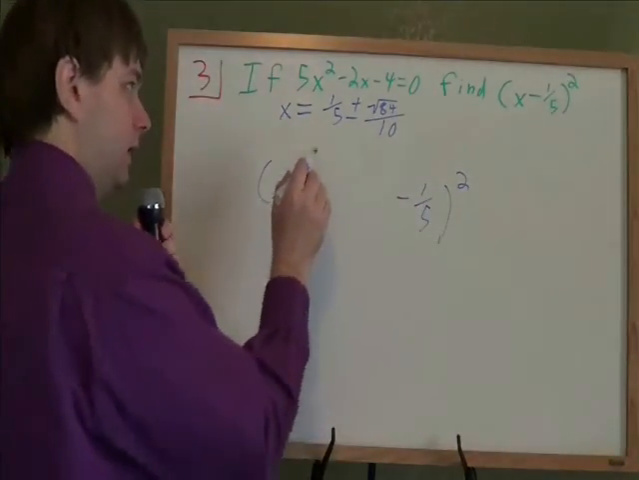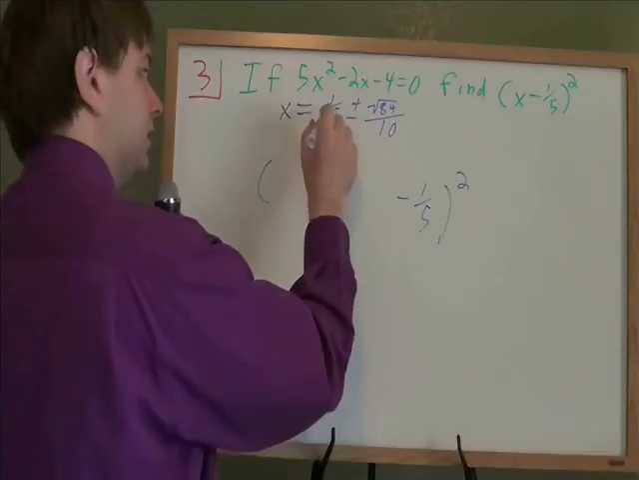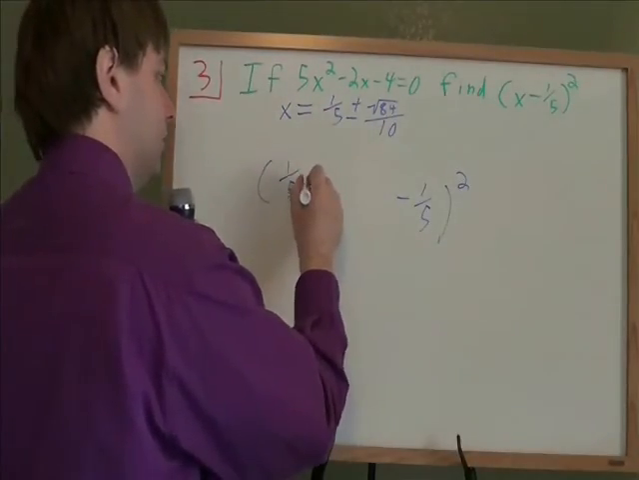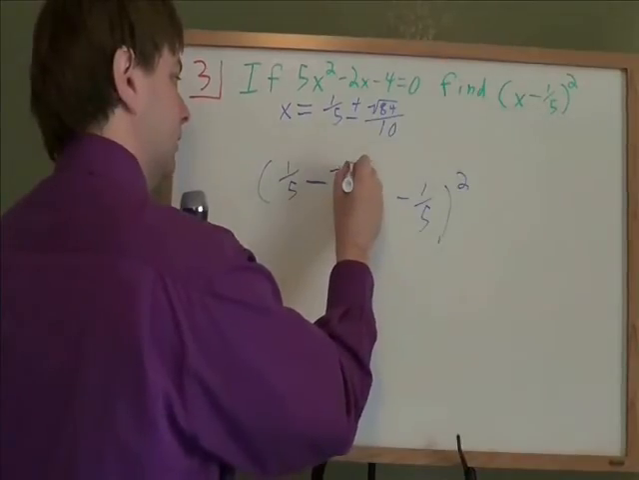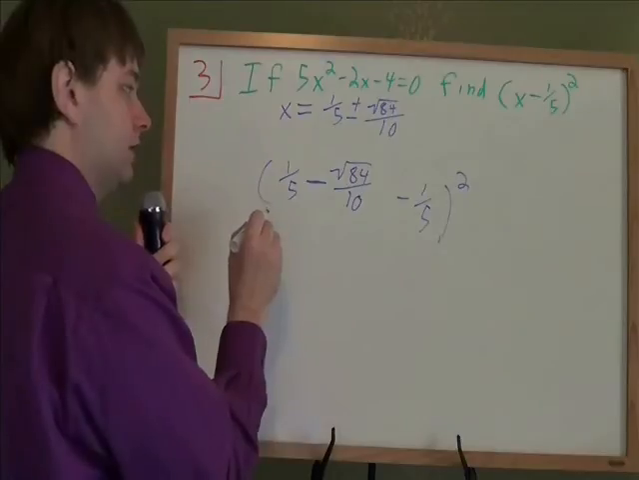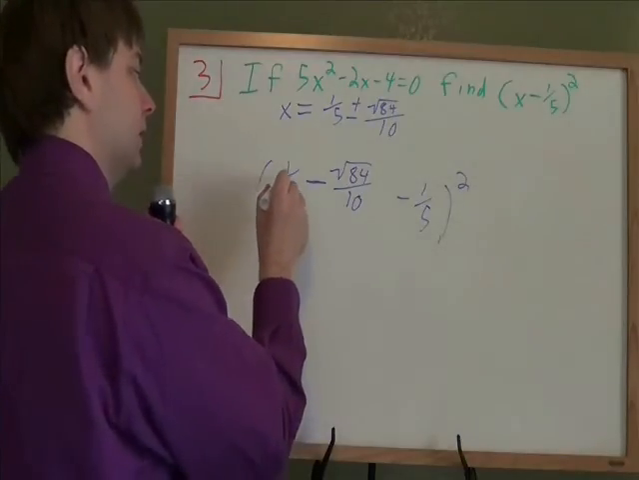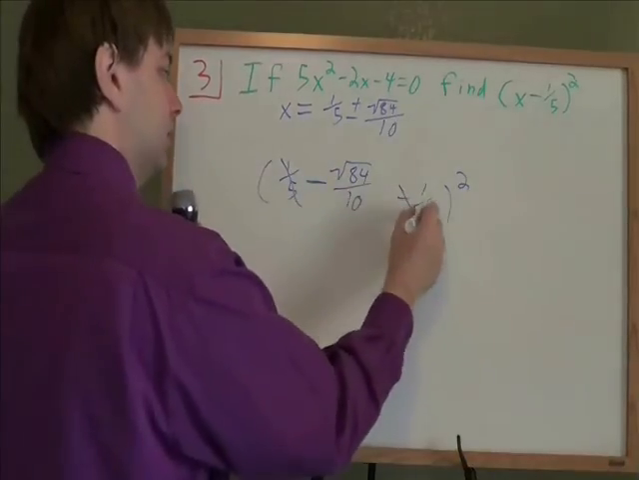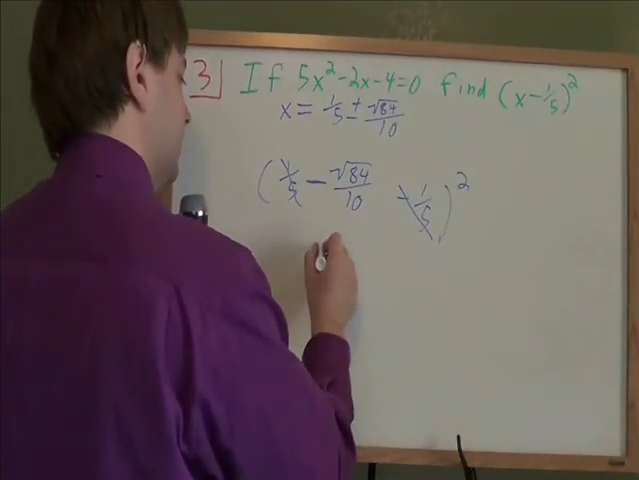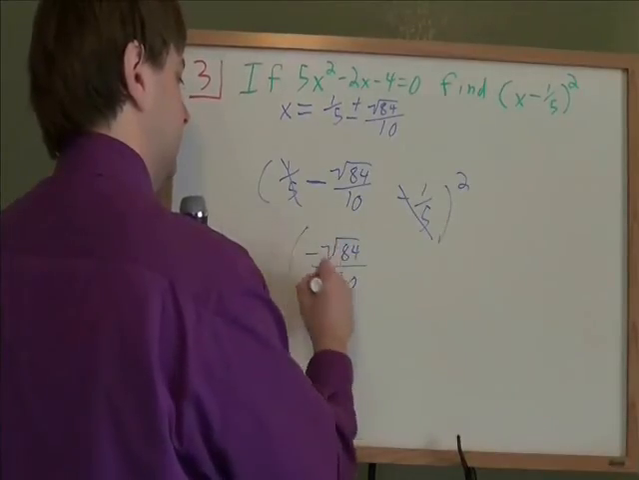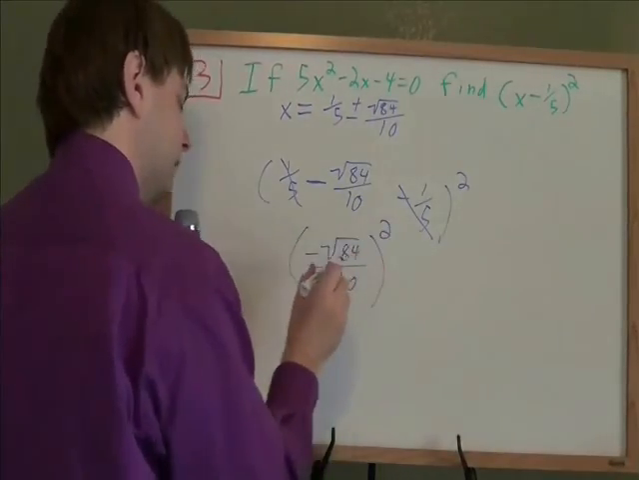Now the test is fair, so you can pick either the plus or the minus. They'll both give you the same answer. I'm going to pick the minus. 1/5 minus square root of 84 over 10. And then we just need to do a lot of simplifying on this. First thing, we've got 1/5, and then we've got minus 1/5. So those cancel out, and we just have negative square root of 84 over 10 quantity squared.